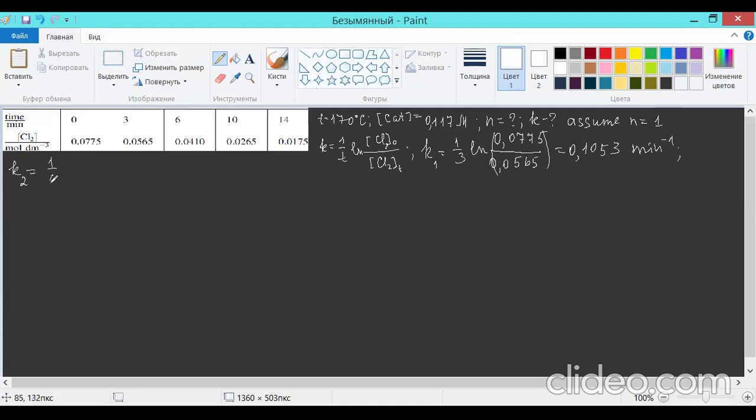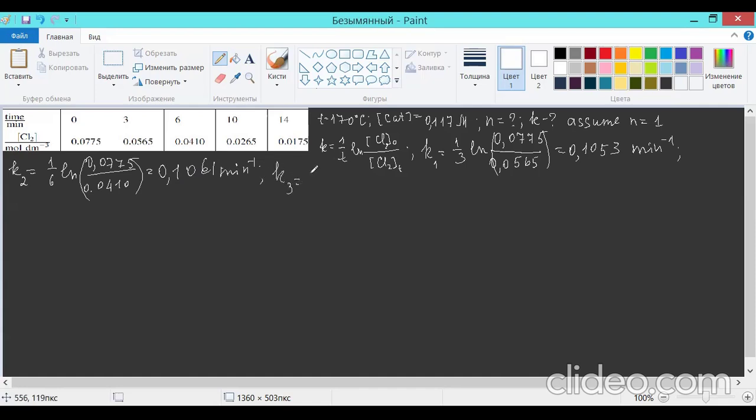Now it is 1 over 6 times the natural logarithm of 0.0775 divided by 0.0410. We got 0.1061. Actually, it's very close.